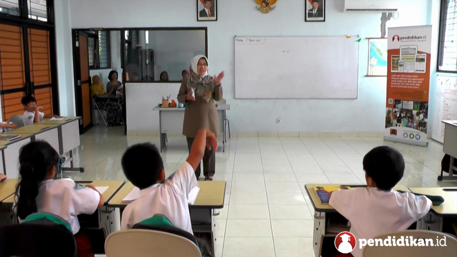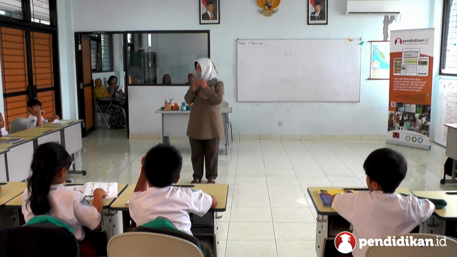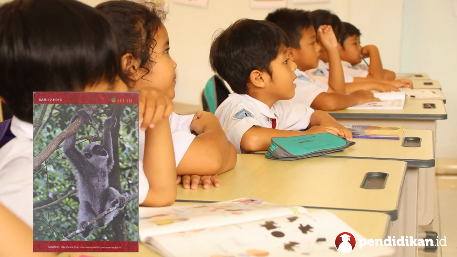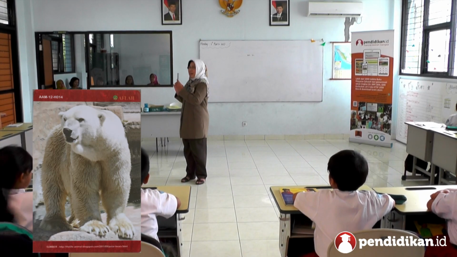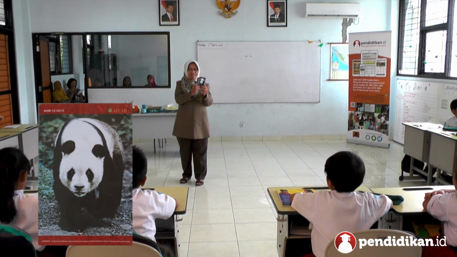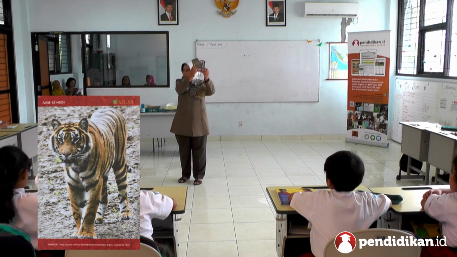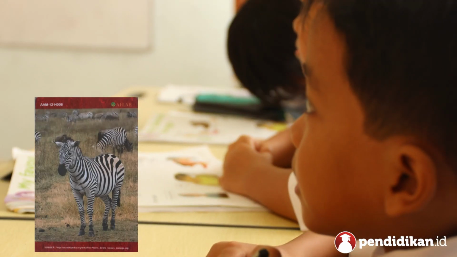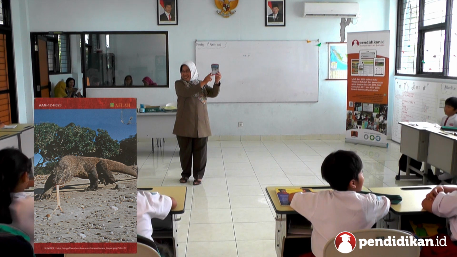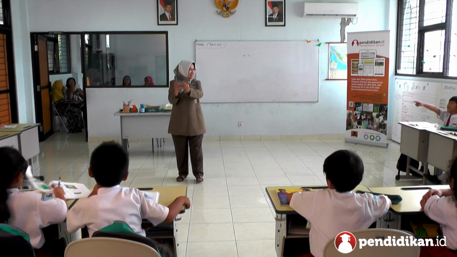Now we are going to learn the name of the animals. Do you know what is this? Monkey. Good. Do you know what is this? Bear. Good. What is this? Panda, yes, this is panda. And what is this? Tiger, good. And what is this? Zebra, good. And this one? Komodo. Komodo, great.